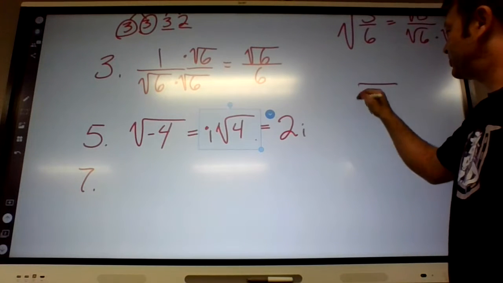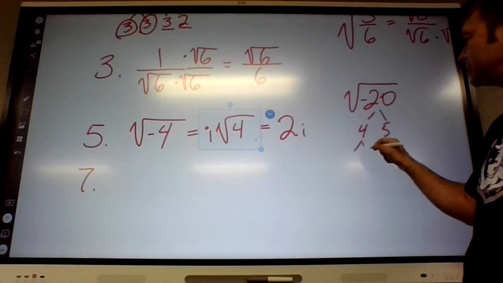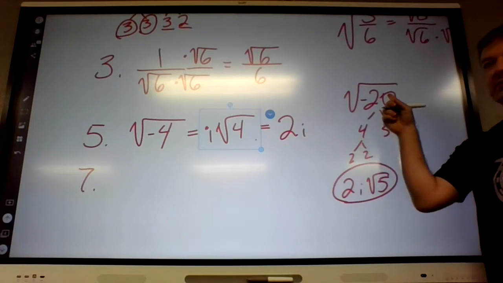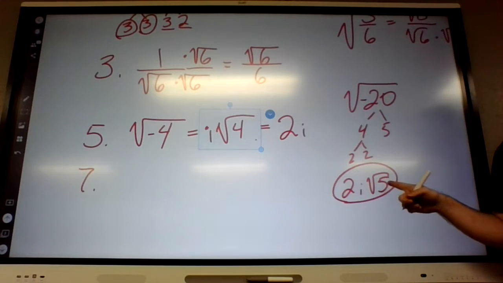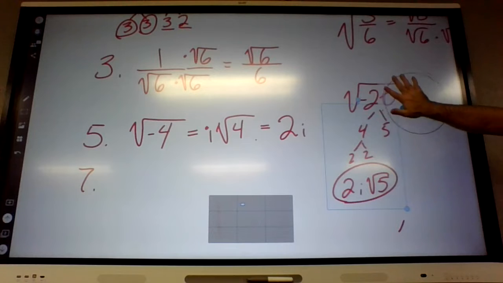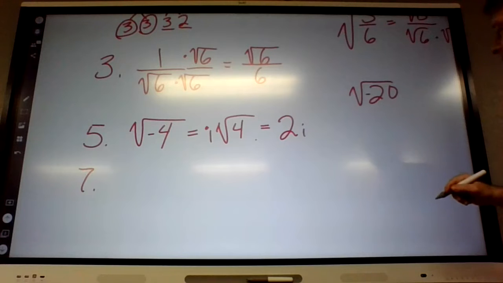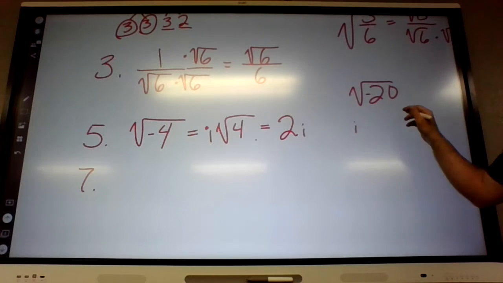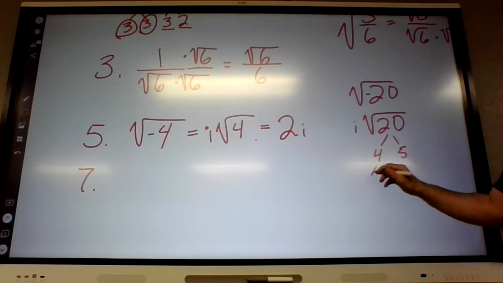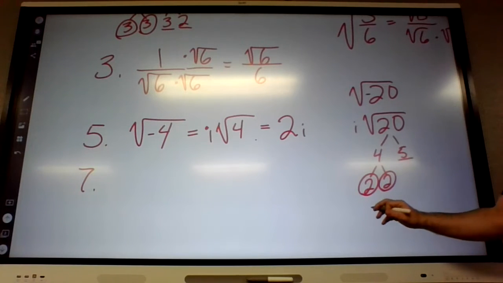For example, if it was square root of negative 20, remember we did this at the beginning, where it was 2 square root of 5? So it would be 2I square root of 5. Let me do that one over again. At the beginning we did square root of 20. You guys remember doing that? If it's square root of negative 20, you take the negative out as an I, and then you do the 20 thing. So square root of 20 turns into 2 square root of 5.